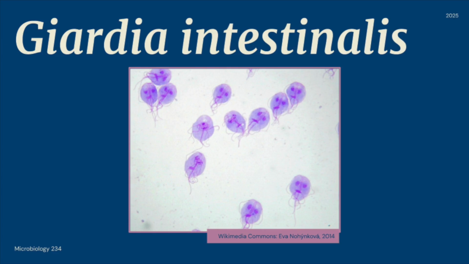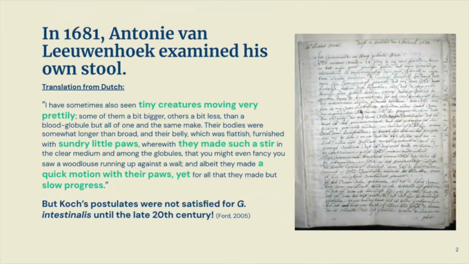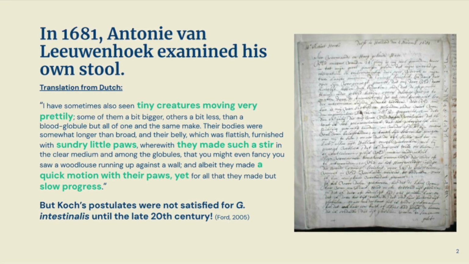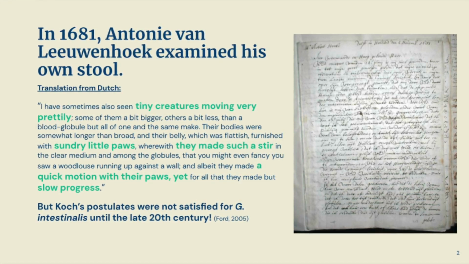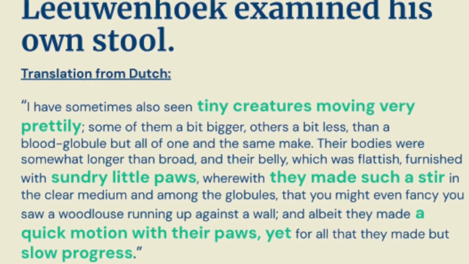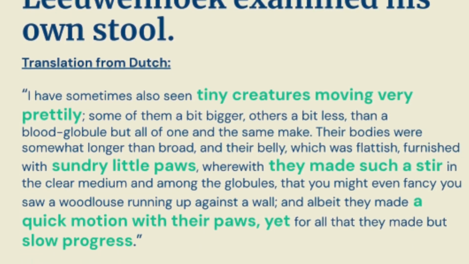Hello. Today we're talking about Giardia intestinalis. We're going to start by going in the way back time machine to 1681, when Antony von Leeuwenhoek took a look at his own stool under a microscope. He saw tiny little creatures moving very prettily with sundry little paws making such a stir. He was looking at Giardia intestinalis.